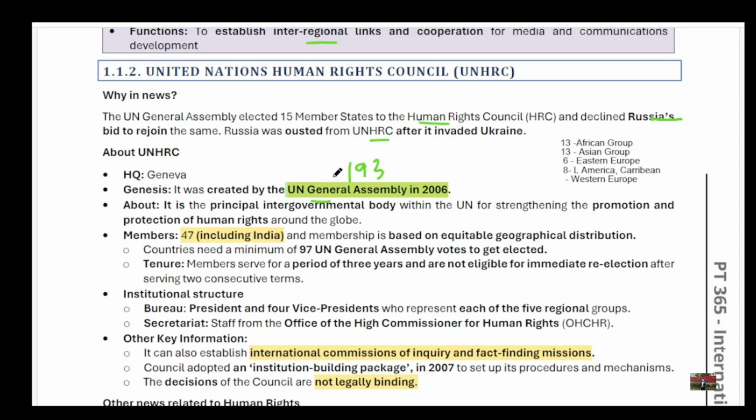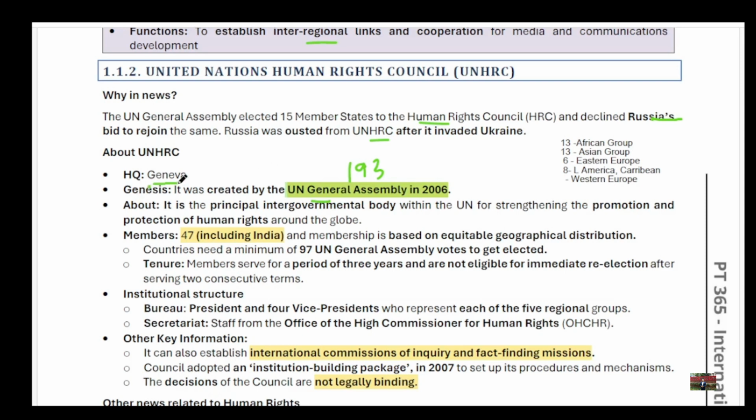They are still part of UNHRC, but Russia was also part of it before it invaded Ukraine. Later it was ousted by the United Nations General Assembly when it invaded Ukraine. Recently there was a request from Russia to rejoin the UNHRC, but the General Assembly has refused Russia's request to join. Now let's see why UNHRC is very, very important and why Russia wants to join it.